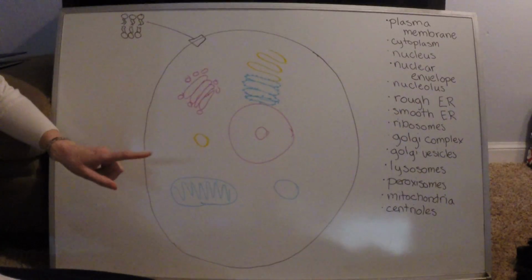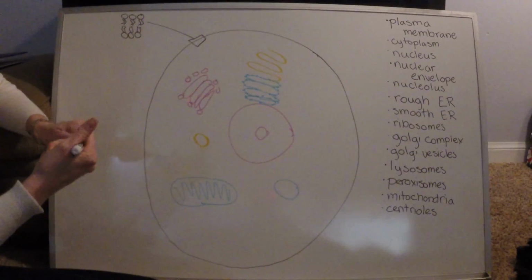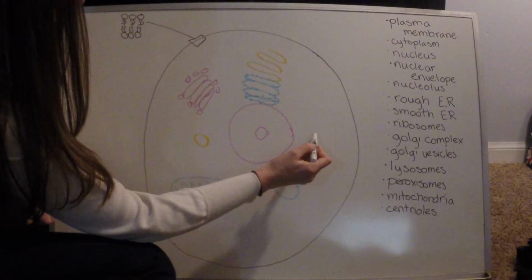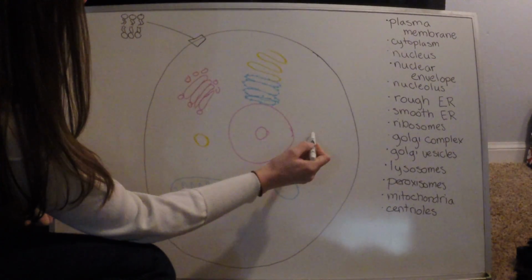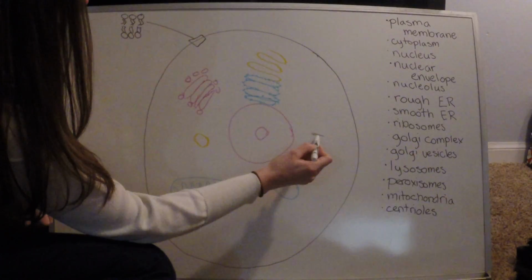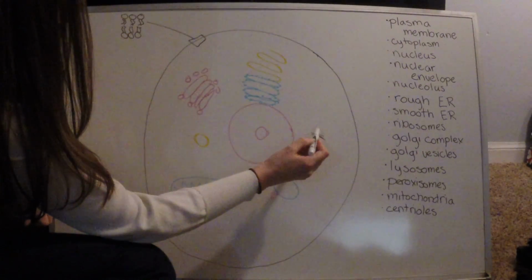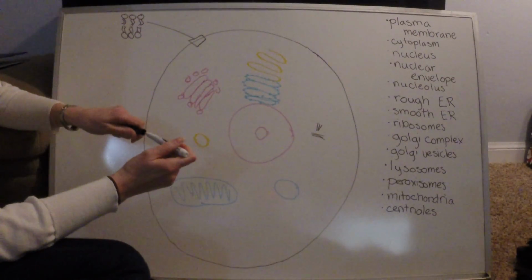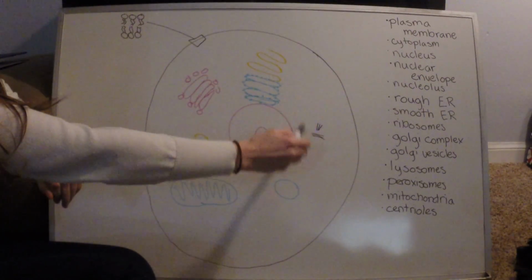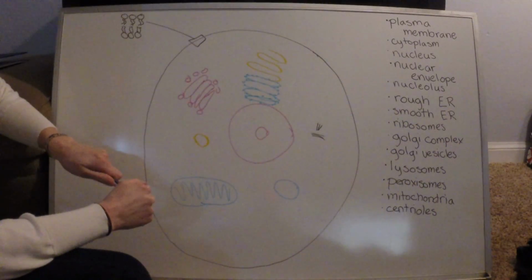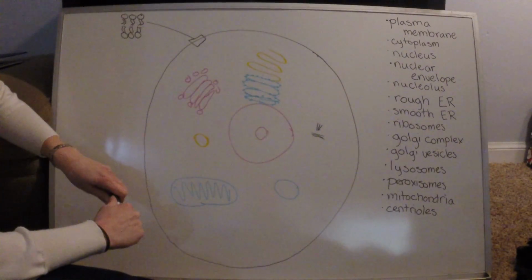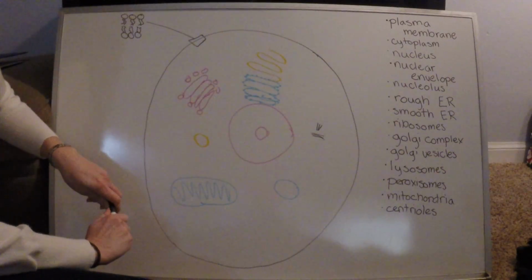And then we also have centrioles. Centrioles are important for cell division. Centrioles, you'll always find two of them in the cell, and they'll be found perpendicular to each other. So they'll be in the same area, semi, like that. And that just about covers everything.